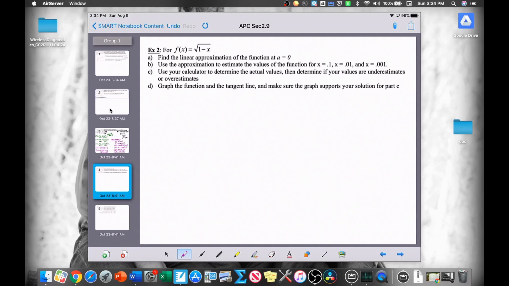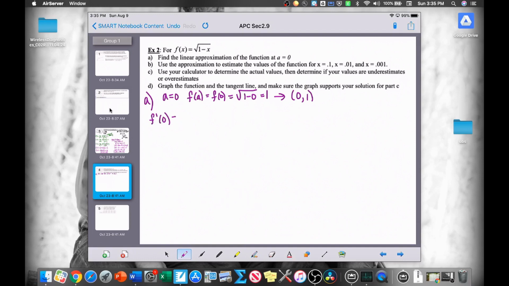Part A, we need to do the exact same thing we did in example 1, which is to find the linear approximation of the function at a equals 0, or in other words, find the tangent line to the curve at 0. All right, so step 1, we need to find our slope. We know that our a value is 0, and our f of a is going to be equal to f of 0, which is the square root of 1 minus 0, which is 1. Square root of 1 is 1. So our point is 0, 1.